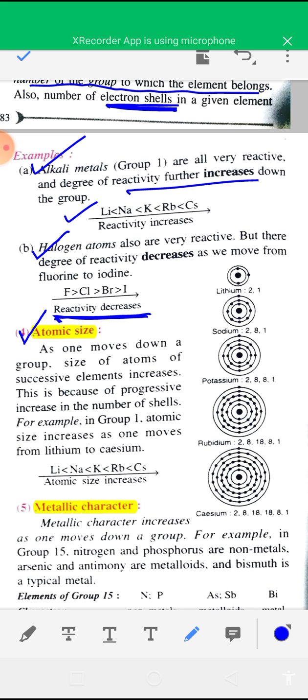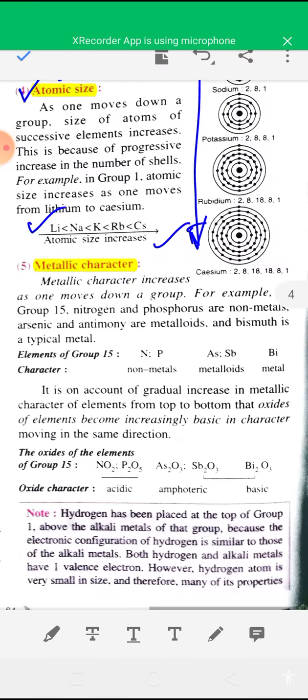Now see the next physical periodic property, atomic size. Down the group, you know, atomic number increases one by one, and the number of shells increases one by one. So their atomic size also increases. In a particular group, atomic size increases from top to bottom. So in group 1, lithium, sodium, potassium, rubidium and cesium, atomic size increases from lithium to cesium.